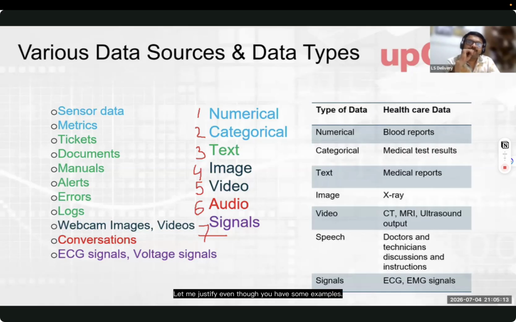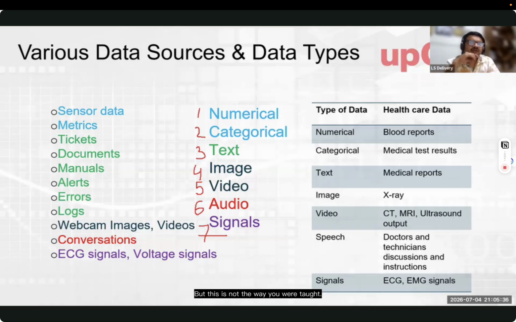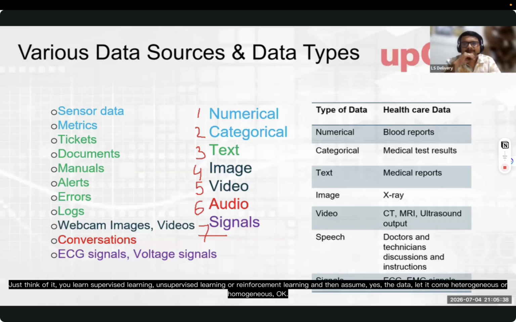Let me justify. Even though you have some examples, yes, CNN is good for images. But if that is the case, just think of it, this should be your slide 1 on machine learning. These are the different types: for numerical, logistic regression or decision tree or random forest, or for text data, this one. But this is not the way you were taught. Just think of it. You learn supervised learning, unsupervised learning, or reinforcement learning, and then assume the data, let it come, heterogeneous or homogeneous.